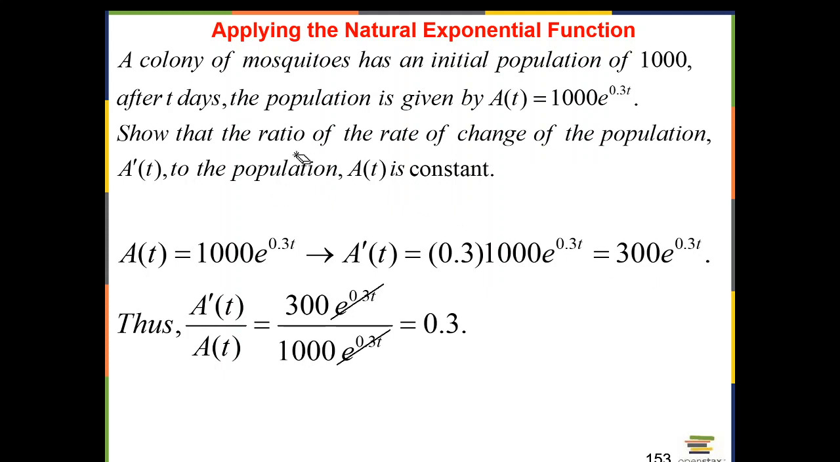Now we are told to find the ratio of the derivative to the function itself. So that means we have to take this and divide it by the function itself, which is that, right? And then after simplifying, we see it is a constant. So that means if you divide the rate of change by the function, we get a constant. We just proved it.